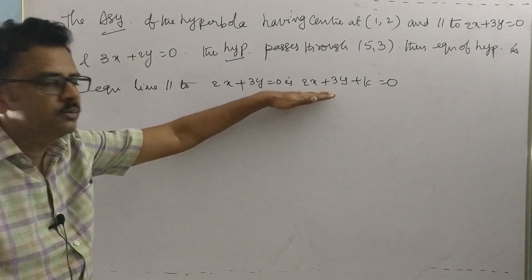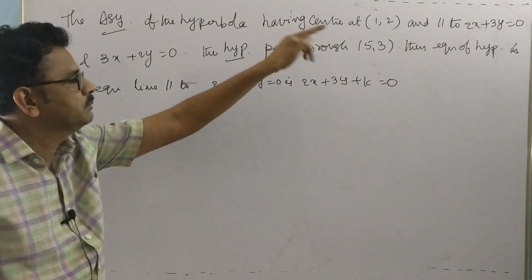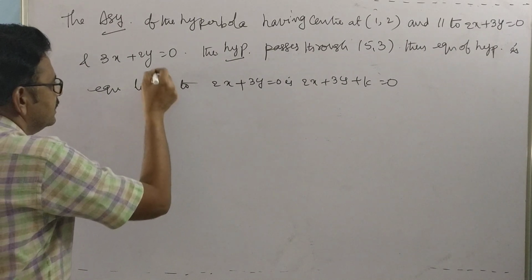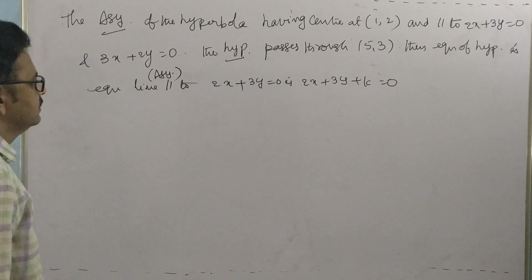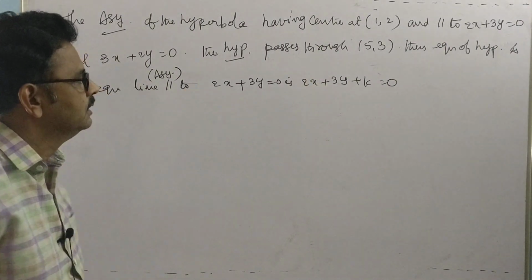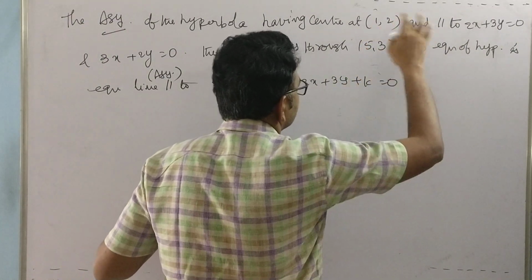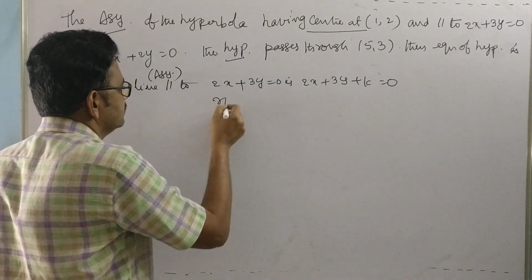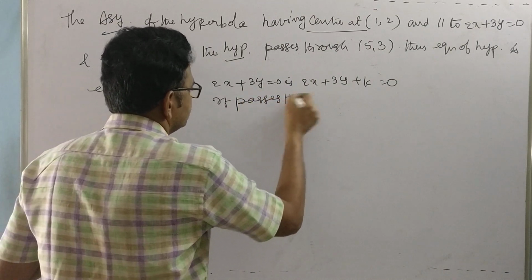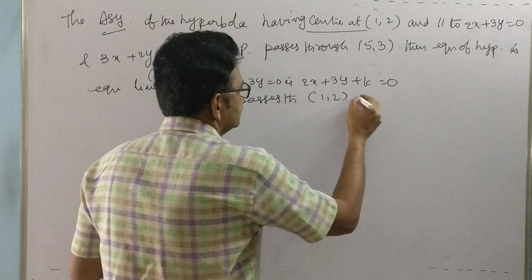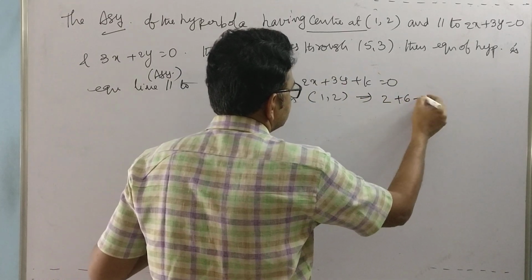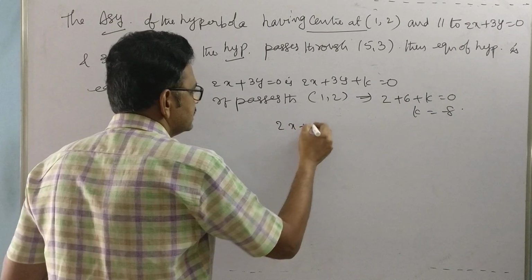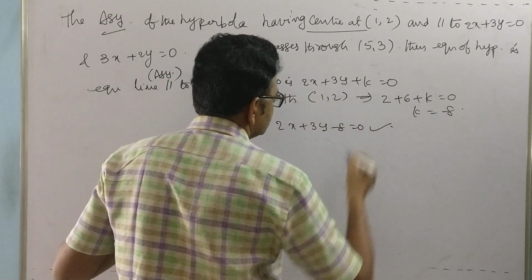So this is the asymptote which is parallel to this one, and clearly asymptotes pass through the center of the hyperbola. So this equation of a line is an asymptote. Asymptotes pass through the center (1, 2), so it passes through the point (1, 2). Implies 2 plus 6 plus k equal to 0, k equal to minus 8. So one asymptote is 2x plus 3y minus 8 equal to 0.